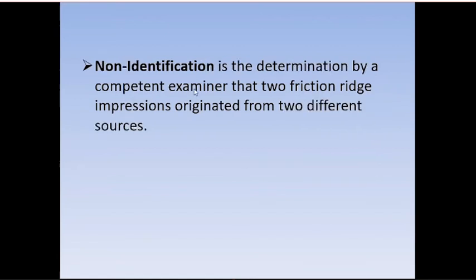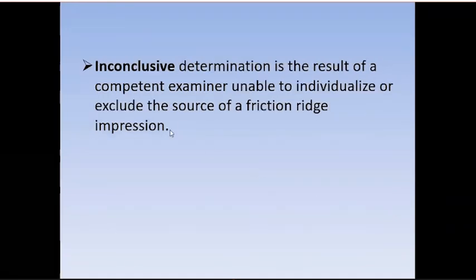Non-identification is the determination by a competent examiner that the two friction ridge impressions originate from two different sources. That means the latent print and the standard print are not the same. So, it came from two persons. Okay? And inconclusive is the determination that the competent examiner is unable to individualize or exclude the source of the friction ridge impression. Why inconclusive? Because its ridge characteristics are insufficient.